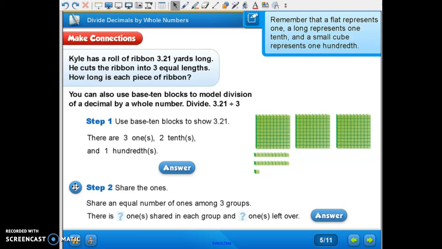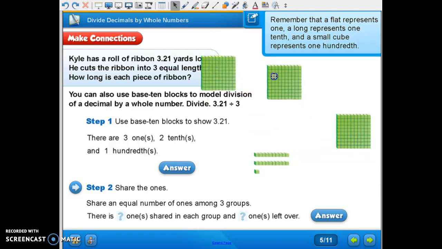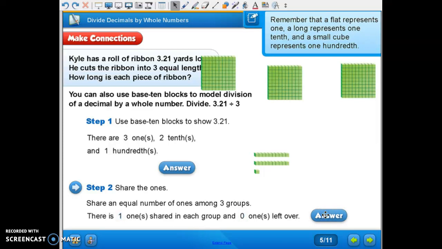There is blank ones shared in each group and 0 ones left over. So how many ones would be shared in each group if I divided this into 3 groups? 1. And how many ones would be left over? 0. So please write that in. There is 1 and 0 ones left over. Okay?